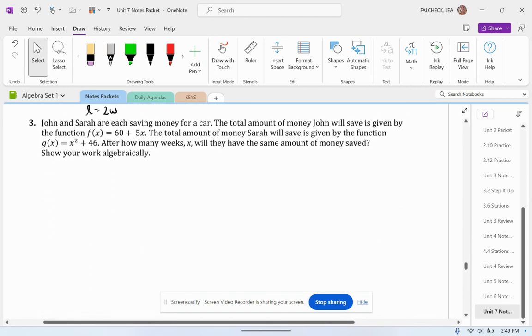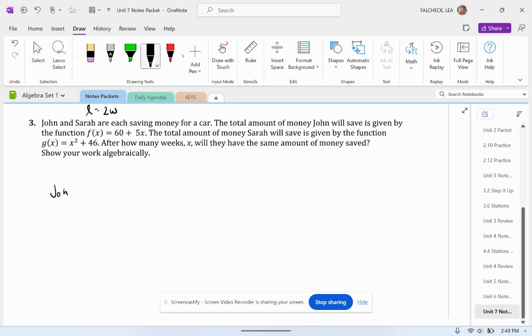Number 3, John and Sarah are each saving money for a car. The total amount of money John will save is given by the function f of x equals 60 plus 5x. The total amount of money Sarah will save is given by the function g of x equals x squared plus 46. After how many weeks, x, will they have the same amount of money saved? Show your work algebraically.